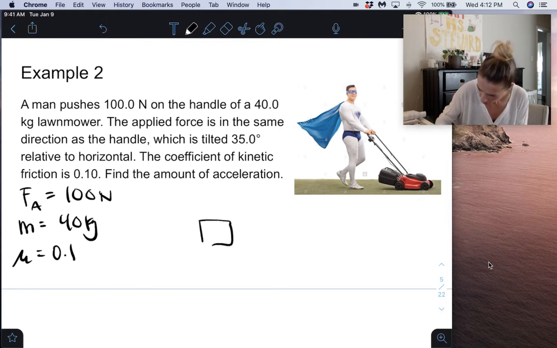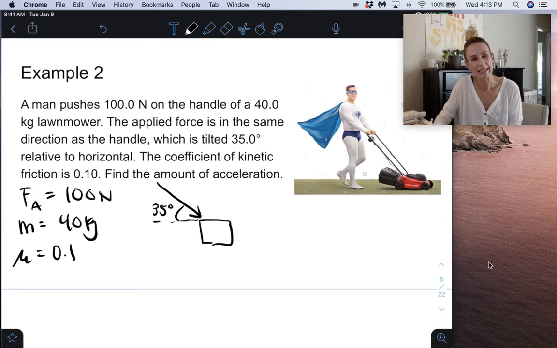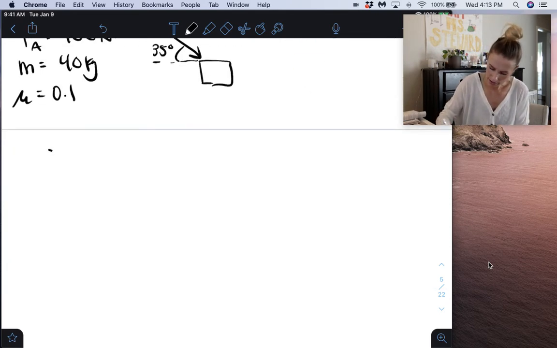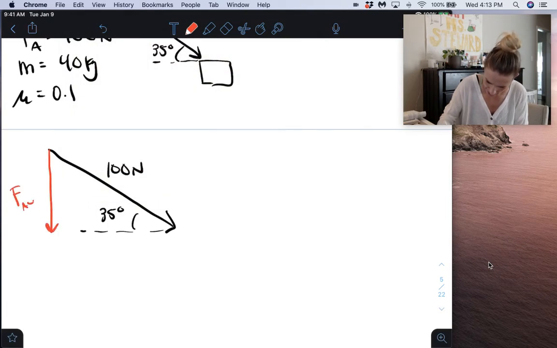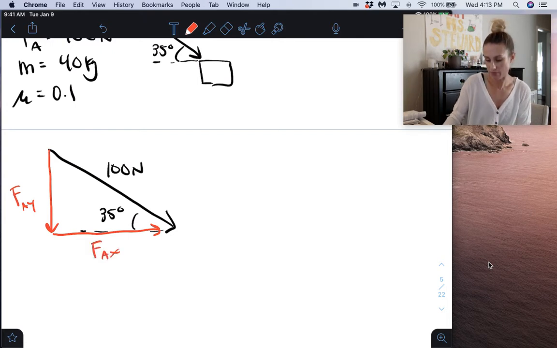Now, if we draw this lawnmower like this, I can see that my applied force is down at that angle right here of 35 degrees. So let's break down that applied force vector into x and y components before we actually draw a free body diagram. So drawing that force at an angle a little bit bigger, I know that this is my 100 newtons of force, and then I know that my applied force in the y direction is down, and my applied force in the x direction is to the right.